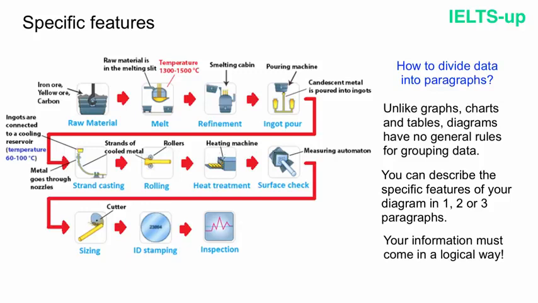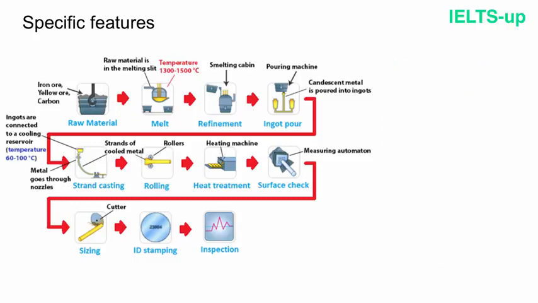That is to say, it's a bad idea to start with the last stage, then write about the third stage, then describe the first stage, and so on. Your information must come in a logical way. Now let's see how I wrote the specific features.